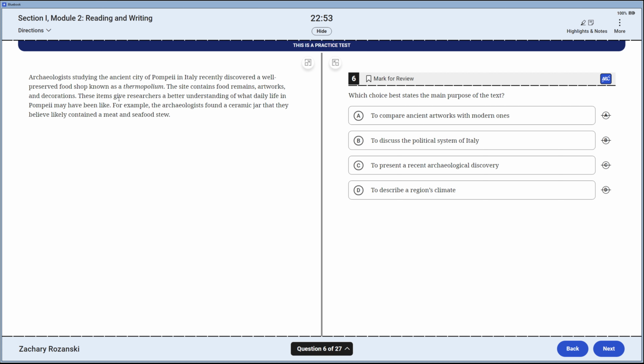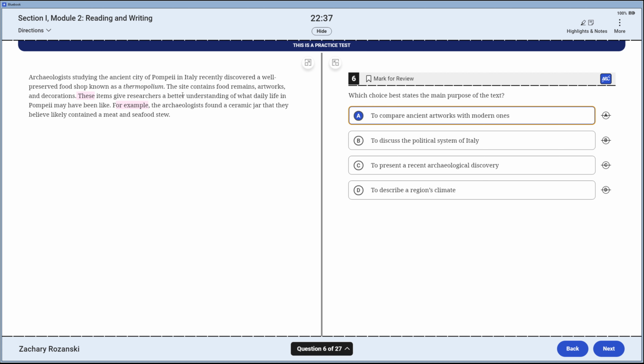I want the main purpose of this text. I've got a for example right here as a signal element. What am I exemplifying? These items, which kicks me back a sentence. These items give readers a better sense of what daily life in Pompeii may have been like. And they found a ceramic jar that they believe contained meat and seafood stew.